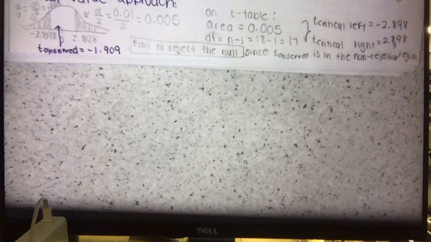A lot of times it asks us for all of these values. So even though we got the same answer either way, the question asks us to find the p-values and the critical values. So it asked us to do it both ways, so we had to go through both steps.